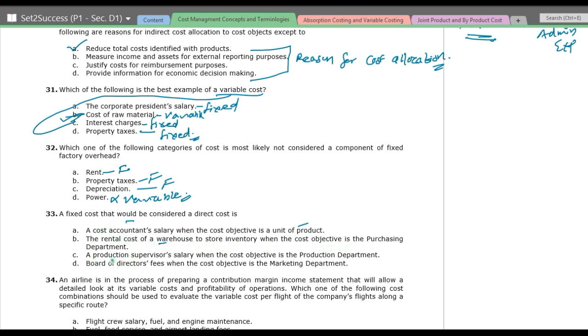A production supervisor salary when the cost objective is the production department. A production supervisor salary is fixed, as well as it can be traced to the production department, and it can be a direct cost because he sits in the production department, so his salary is a direct cost, plus he gets a fixed amount of salary, that is the fixed cost. So that's why C is the correct option. Board of director fees with the cost objective is the marketing. Board of directors and the marketing department are different, they are not interrelated. So there is an interrelation only with option C.